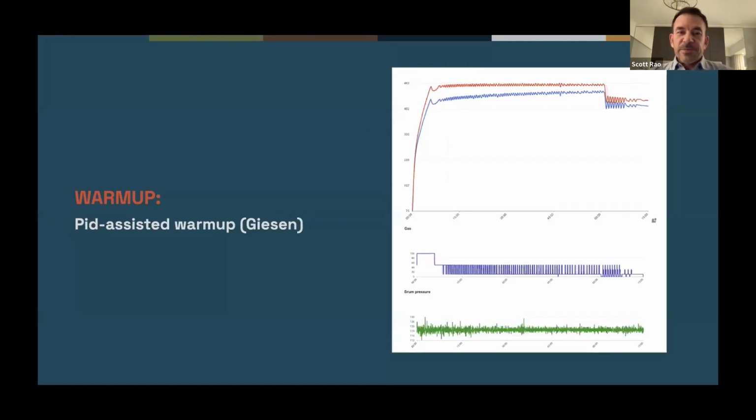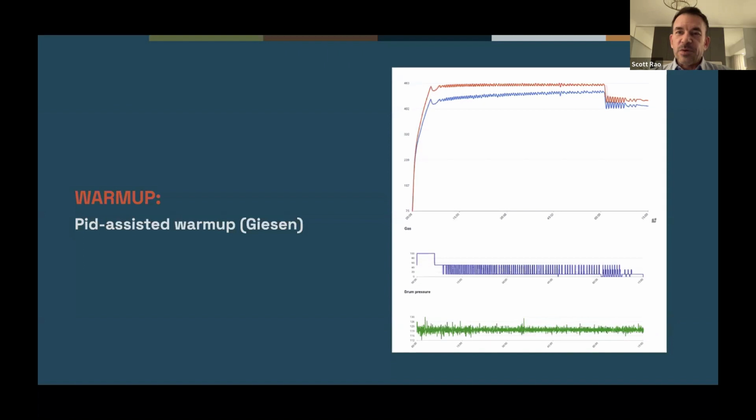So this graph came from a Gießen that happened to have a PID assisted warm-up. And the idea here is that you could set the environmental temperature to a constant level, which is that red line. And then once the machine reaches that red line, it'll toggle the gas higher and lower to maintain a relatively constant temperature. The bean temperature curve is the blue line. I should say the curve generated by the bean probe. There's no actual beans in the machine at this point. And as you can see, as the warm-up progresses, the bean temperature gets closer to the environmental temperature. So this is quite normal in drum roasters.